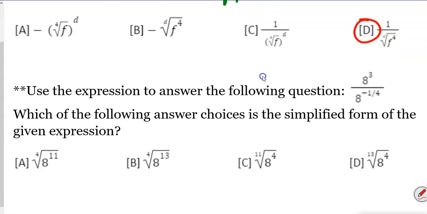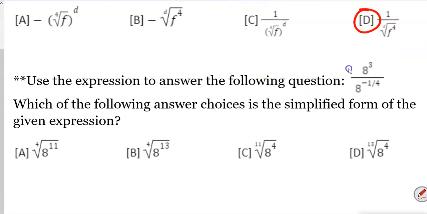Okay, let's look at the second one here. It says, use the expression to answer the following question. 8 to the third over 8 to the negative 1/4. Okay, so which of the following answer choices is the simplest form of the given expression? So what I like to do when we're doing these, we want to give this a common denominator in the numerator. So I'm going to show you guys how to do that. So this can be 8 to the third. Now it's going to be 3 over 1, right? So we're going to multiply that by 4 over 4. Because that's still 1, right? So this is going to be 8 to the what? 12 over 4. Hopefully you know that 12 over 4 is 3, right? So now that's going to be over 8 to the negative 1/4.